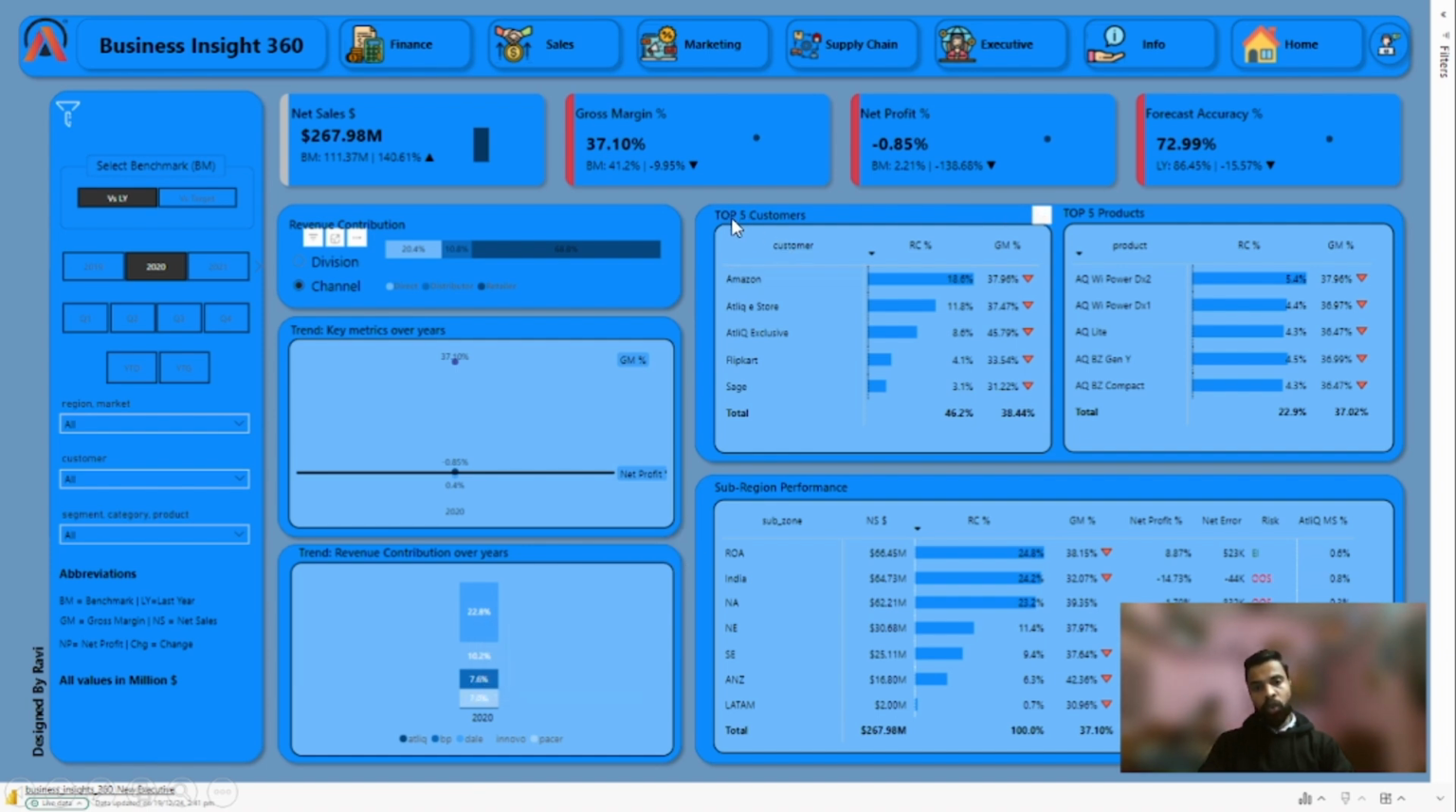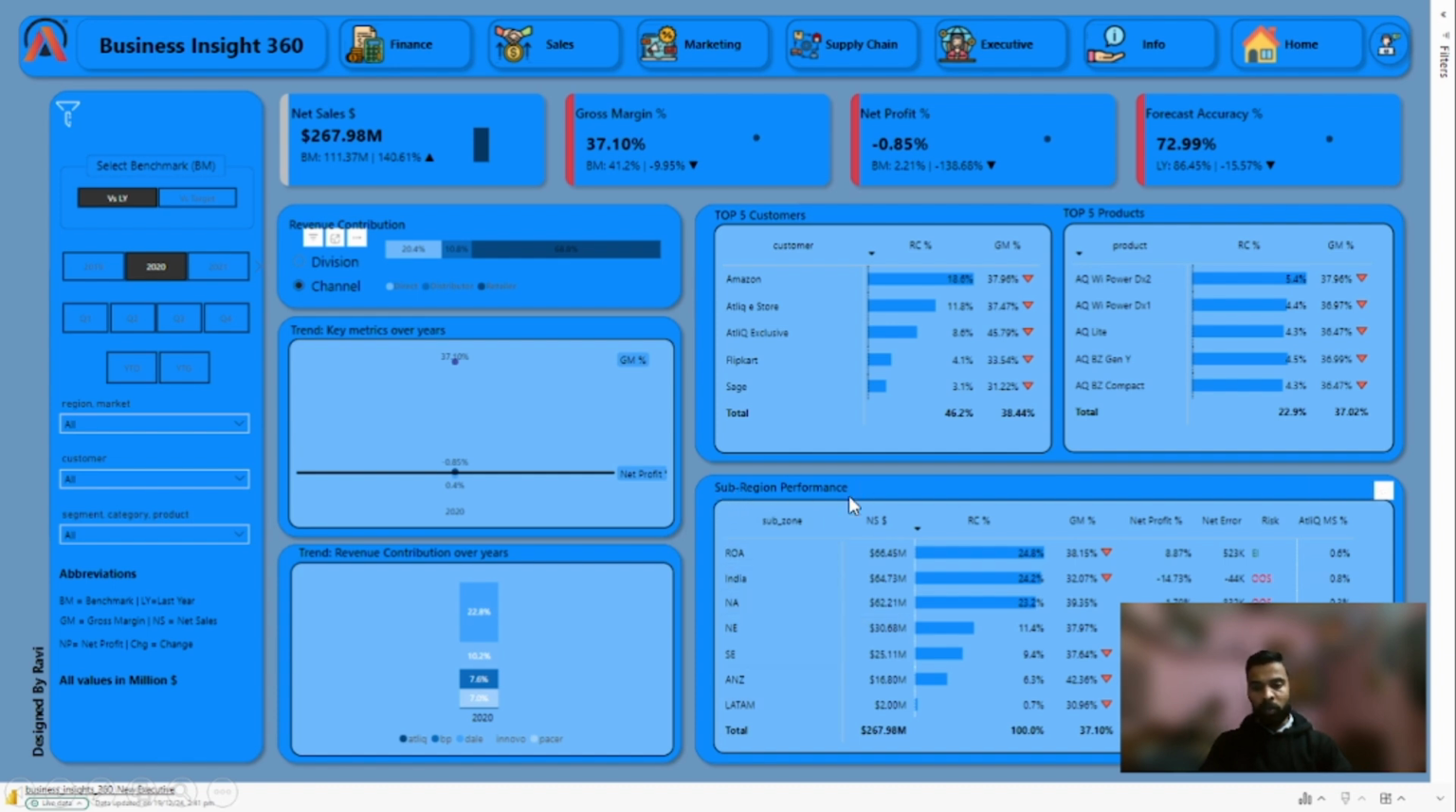Now we'll look at the top 5 customers, like Amazon is number 1, followed by eStore, Atlic eStore, Atlic exclusive. Amazon's revenue contribution is 18.6%, followed by eStore and Atlic exclusive. Here we have top 5 products like AQW high powered D2, followed by AQW high powered D1, and they have a revenue contribution of 5.4% and 4.4%, followed by the rest.